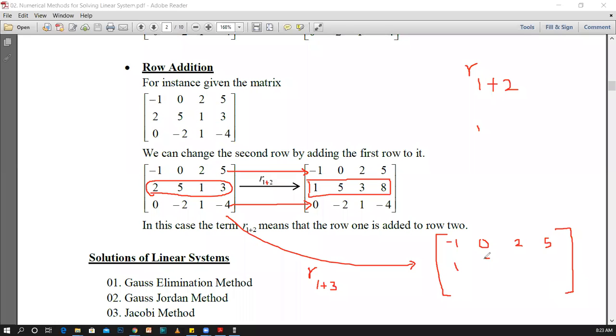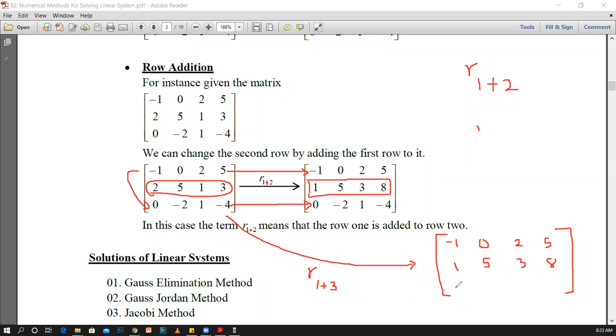Second row is 1, 5, 3 and 8. Now the third row has to be changed, because the first row is now added to the third row. Then you will get the addition of these two rows. Therefore, row number 1 has to be added to the third row.